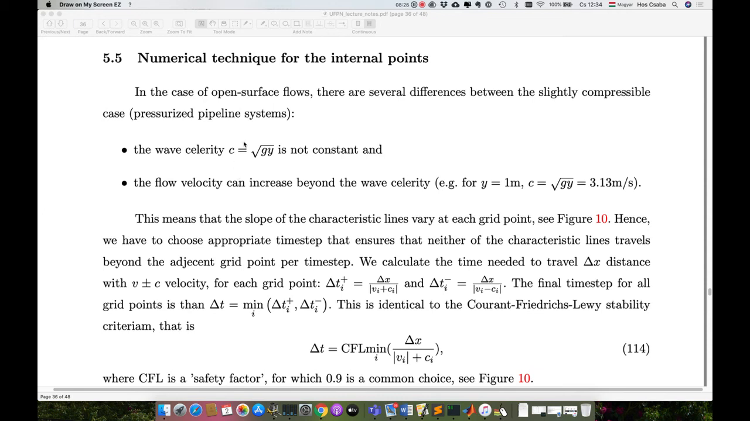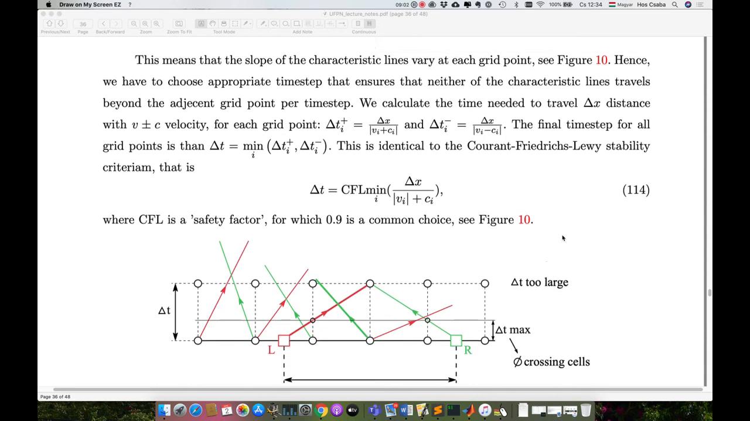So first of all, the wave celerity now is not constant. As depth varies, so does the wave celerity. And secondly, the flow velocity can easily increase beyond the wave celerity. So for instance, if you take 1 meter of water depth, then the wave celerity is 3 meters per second. So this is not too high. In the case of open surface flows, it can very easily happen that you have a supercritical flow, meaning that the flow velocity is larger than the wave celerity. And then we have to be careful.